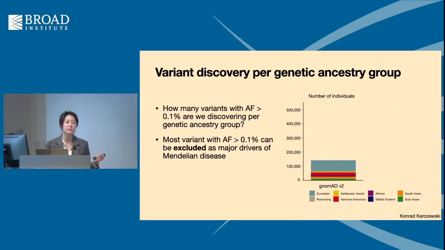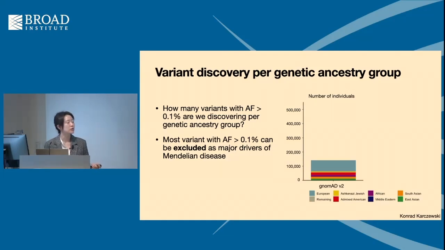But to bring this back to v4, we wanted to look at variant discovery per genetic ancestry group. And specifically, we wanted to ask, how many variants are we discovering at or above an allele frequency threshold of 0.1%? And the reason we chose this threshold is because most variants at this threshold can be excluded as major drivers of Mendelian disease. So the more variants of this type that are in gnomAD, the fewer an analyst would have to look at in a rare disease patient.